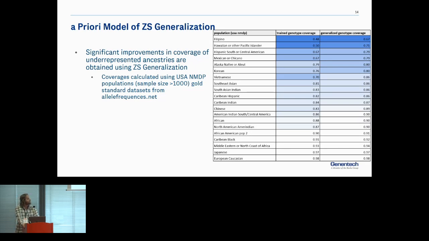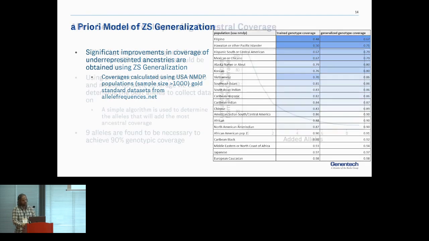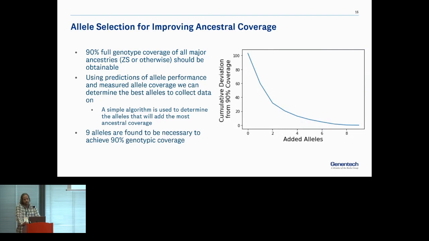It's sort of like a nice little story, because usually when you talk about data set bias in deep learning, it's not a nice story. It's a very negative one. But here, it was really deep learning that enabled this zero-shot generalization, and that enabled us to cover these underrepresented ancestries better. But that's not all we can do. Now that we can evaluate how well the model will perform even on alleles that aren't in our data, we can choose alleles that will improve our coverage the most.